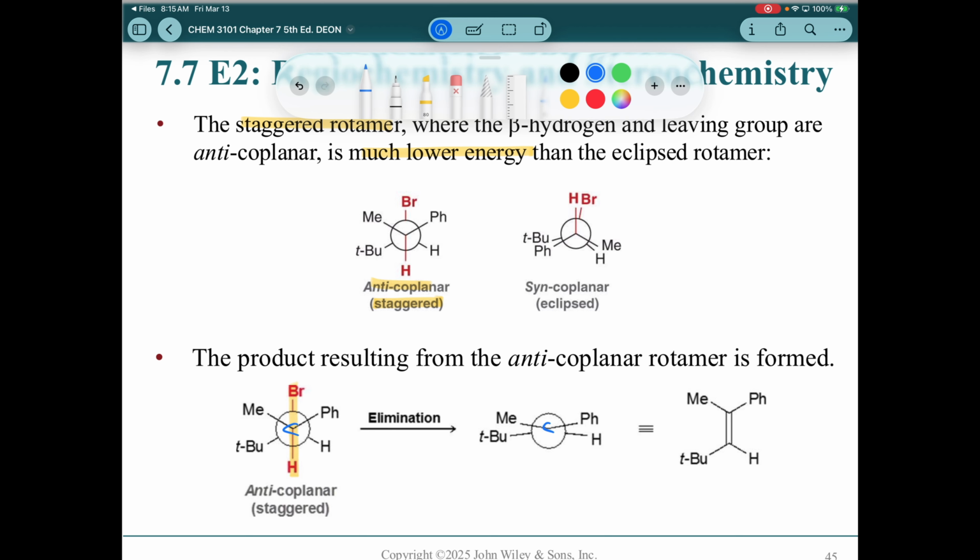Well, the methyl and the phenyl are both attached to that carbon. But what's on the same side of the double bond as my methyl group? Well, you can see it's the tert-butyl group, right? The tert-butyl group is on the same side of the double bond. And then on the other side, we have the phenyl and the hydrogen.